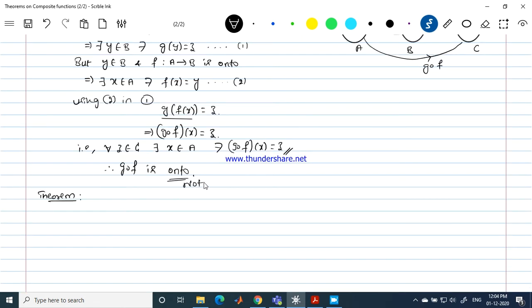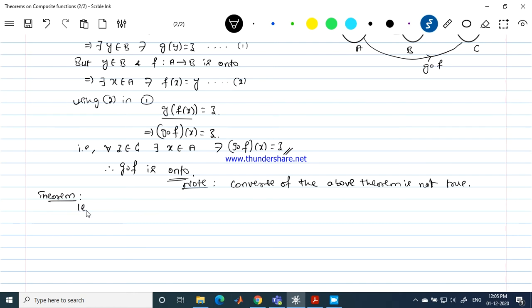So note here, the converse of the above theorem is not true. But you can show part of it as a true statement. So that's what this theorem speaks about.